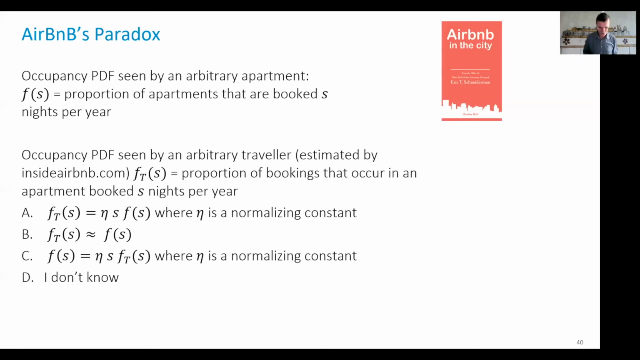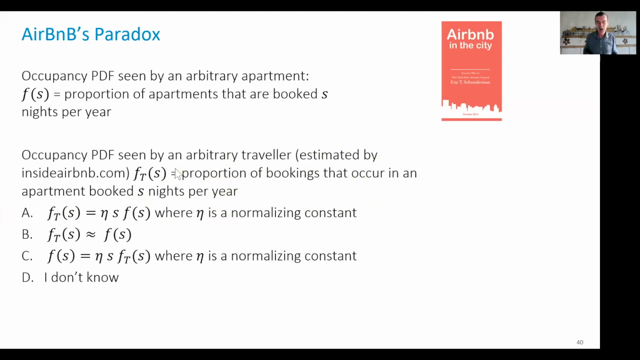I close the poll in a few seconds. I share the results. Well, the answer is not very clear here, but probably because we don't know exactly how those polls are done. But we're more likely to find something that goes like A, because by the same arguments as we had before with the file durations, we are more likely to ask people who spend more time. We will sample the apartments that were booked many, many times in a year more often.